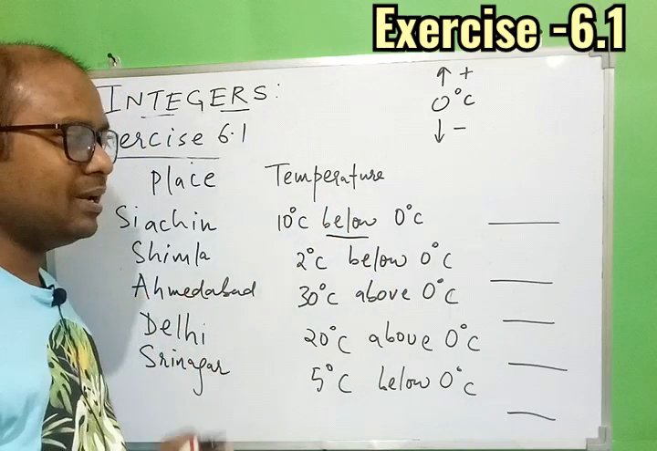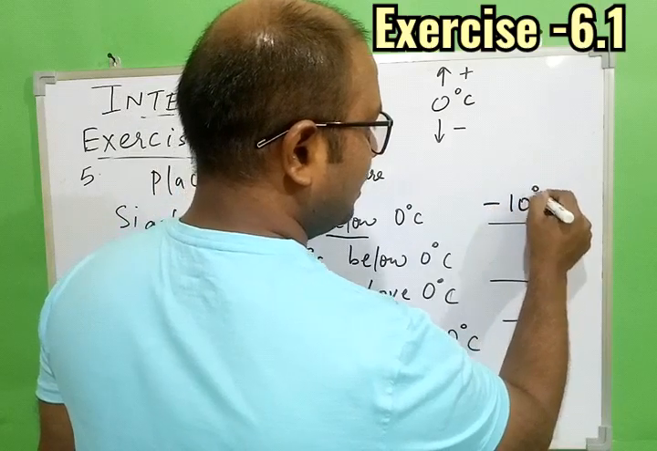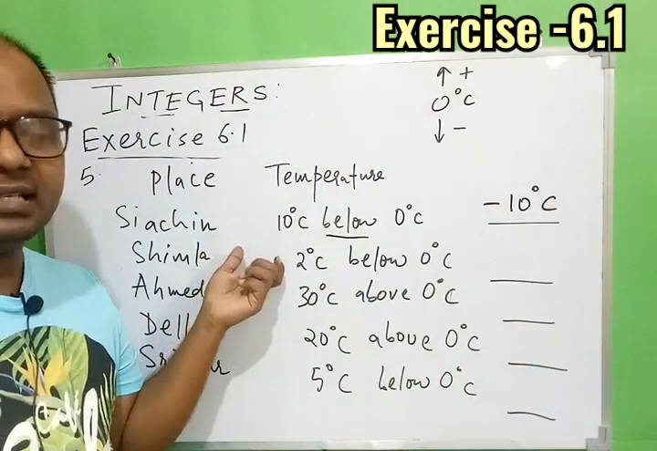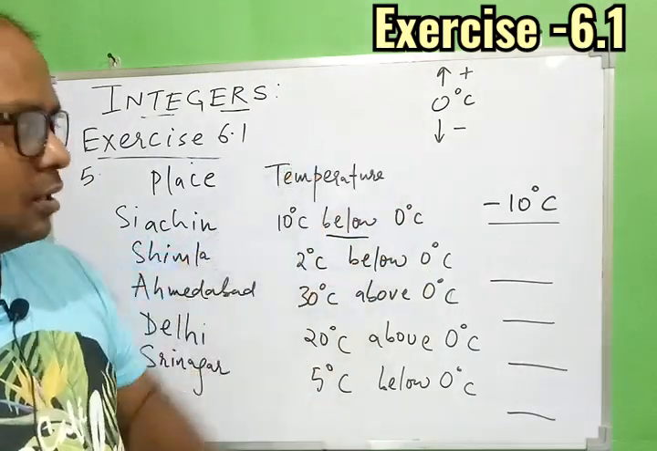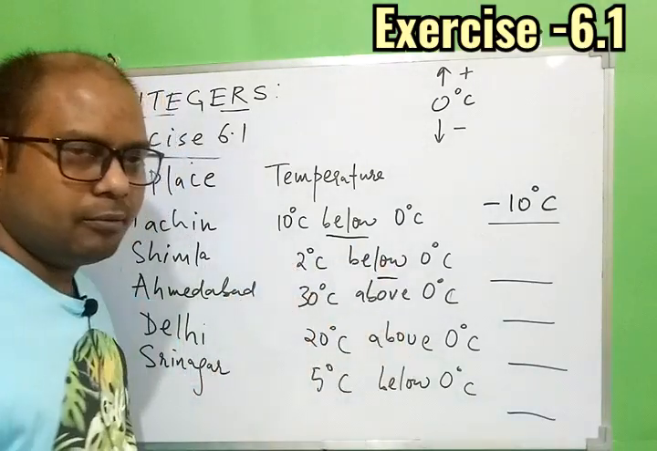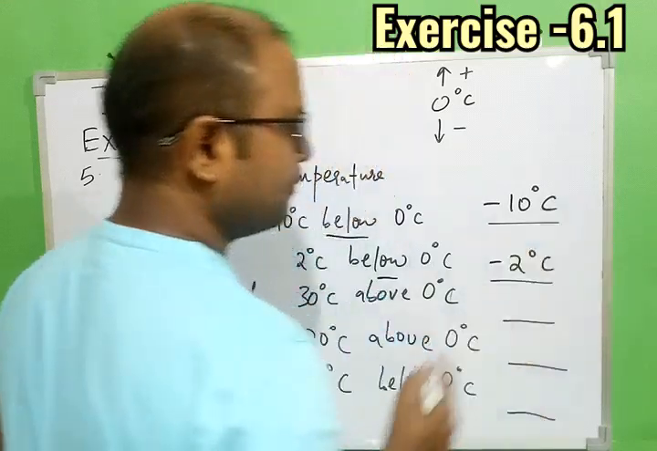So below means it should be negative, that is 10 degrees negative, that is minus 10 degrees Celsius. So we only have to put minus because it is 10 less than 0 degrees. Okay, 2 degrees Celsius below, again below means it should be negative. So how much negative? Minus 2 degrees Celsius.